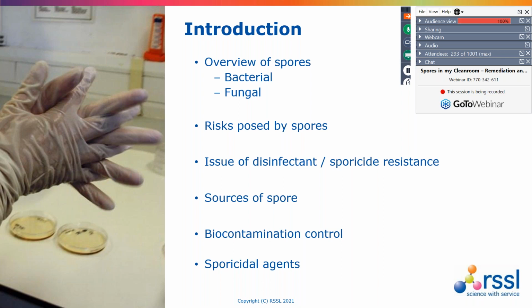We'll have a look at the specific risks posed, the issues of selecting disinfectants and sporicides, and some of the reasons why spores can be especially difficult to kill. We'll also have a look at some of the sources of spores and some of the areas of prevention and biocontamination control measures. And we'll also have a look at, as I mentioned, some of the sporicidal agents and some of the factors that affect the efficacy of those agents.